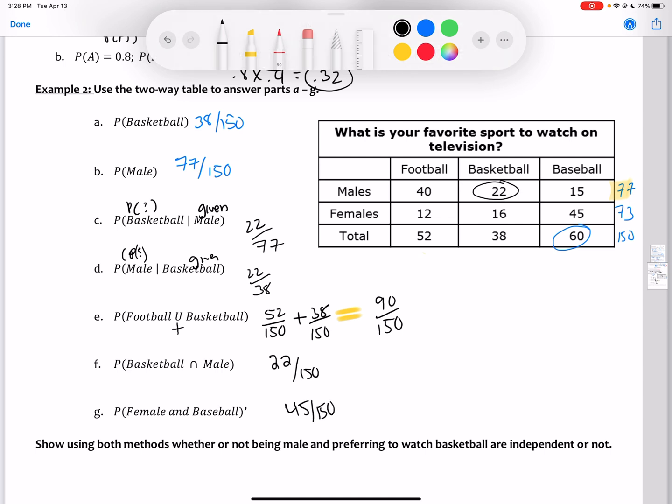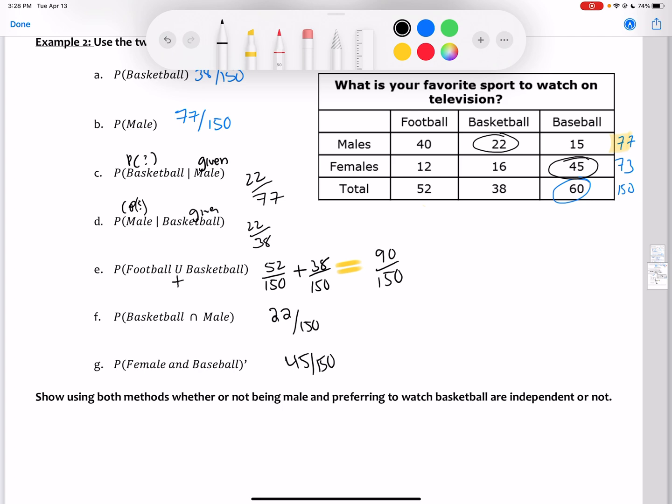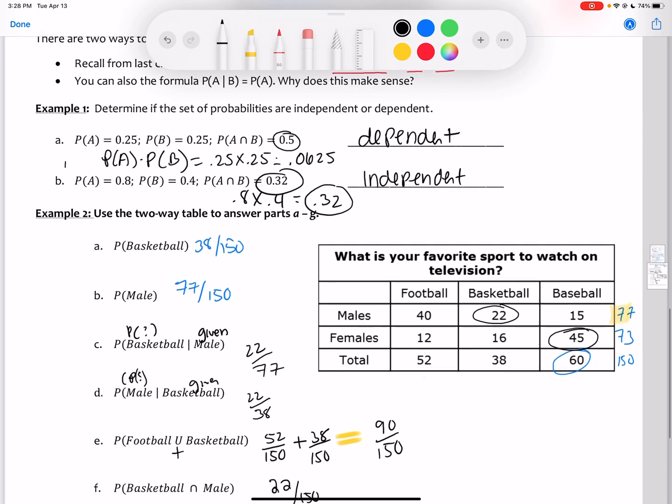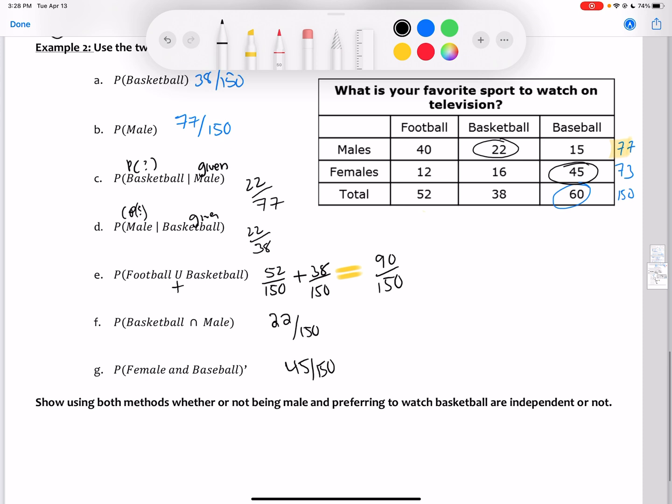Sorry about the interruption there, but female and baseball is going to be 45 out of 150. Okay, so showing both methods, so both methods being that A and B, are they independent or not? So there's two ways that we can prove it. Are male and basketball independent? So probability of male, we can do times the probability of basketball, and we could say, is that equal to the probability of male and basketball? So that's the one way to prove it.